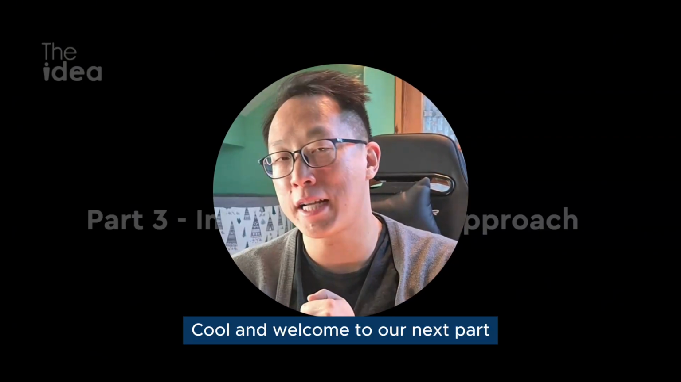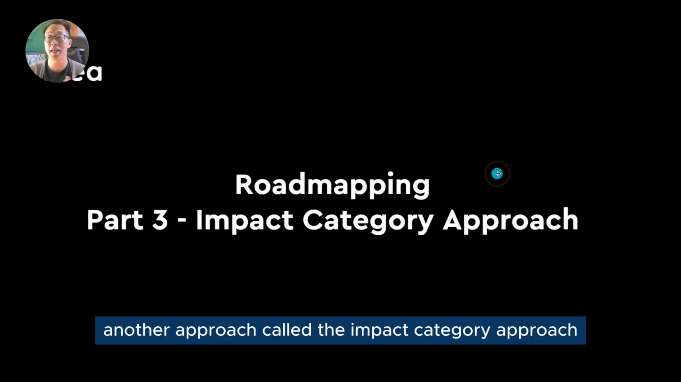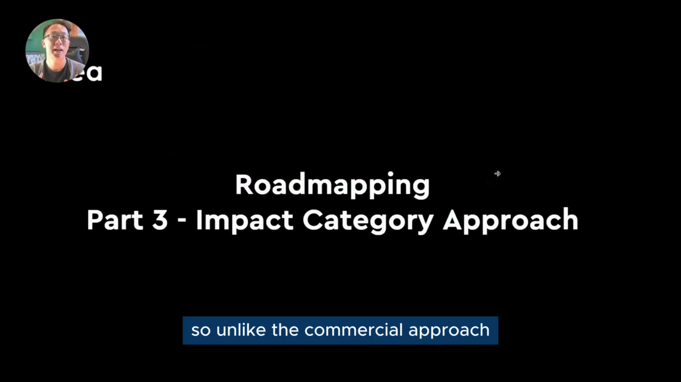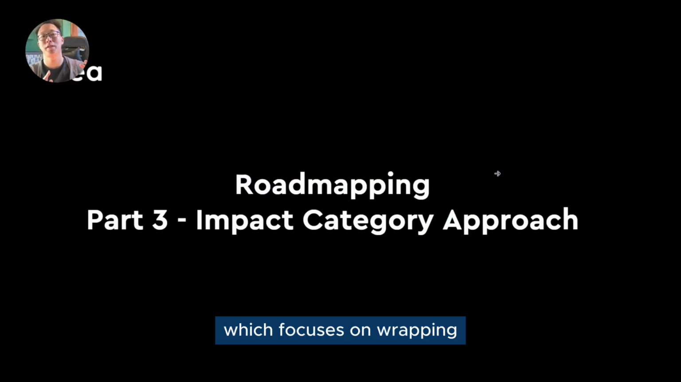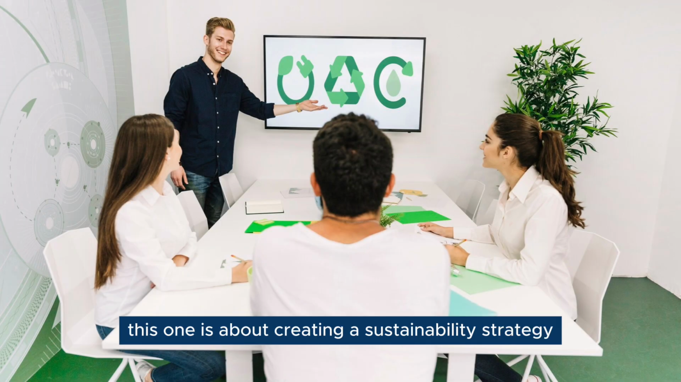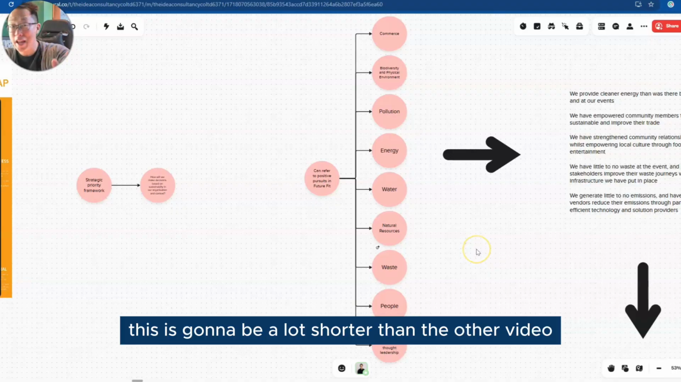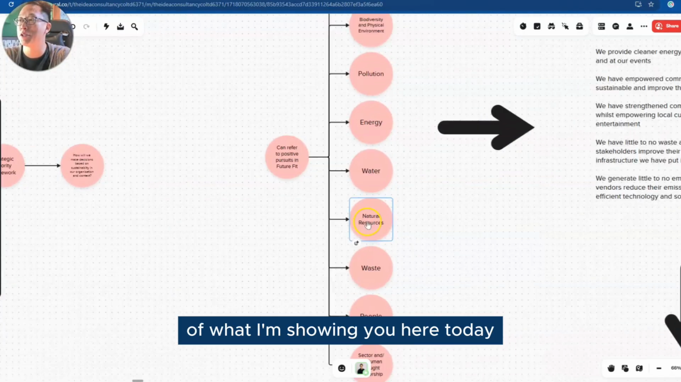Cool, and welcome to our next part in the strategy and road mapping piece. We have another approach called the impact category approach. Unlike the commercial approach, which focuses on wrapping or infusing your current commercial strategy with sustainability, this one is about creating a sustainability strategy all in of itself. So let's dive right in. Thankfully, this is going to be a lot shorter than the other video. It will also come with a PDF of what I'm showing you here today.